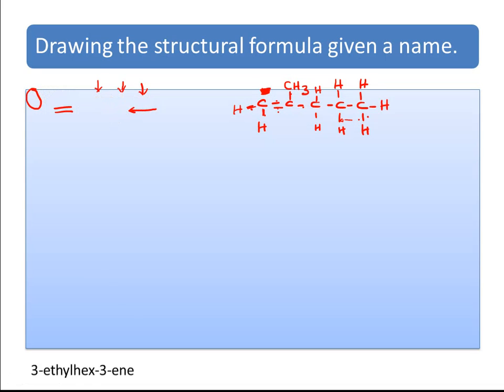Okay, let's take a look at the next one. 3-ethyl hex-3-ene. We've got a double bond on the third carbon, and the principal chain has got 6 carbon atoms. There's an ethyl group on carbon number 3 as well, where we've got the double bond.